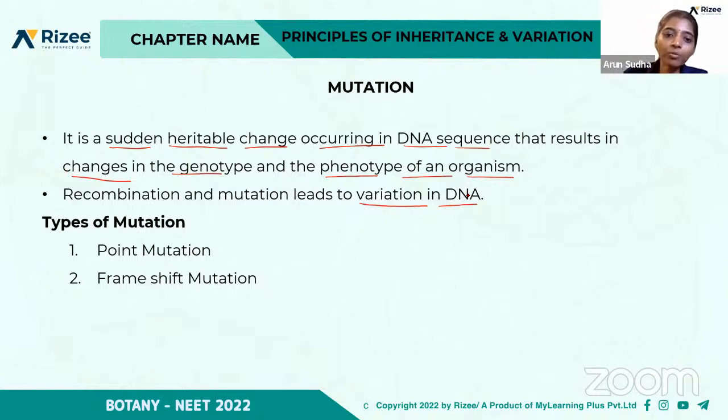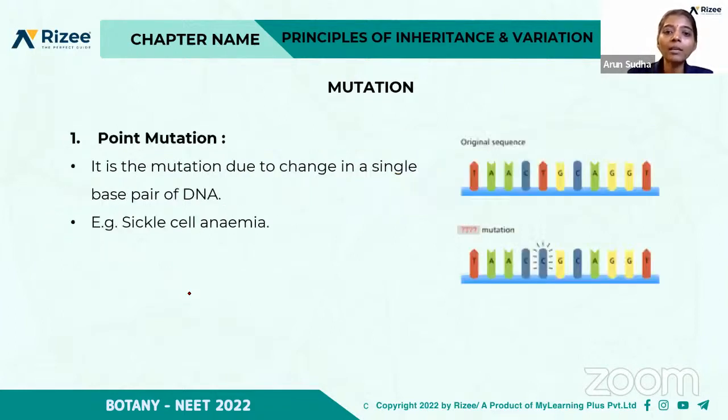There are different types of mutation, like point mutation and frameshift mutation. What do you mean by point mutation? That is, the mutation occurs at a particular point, right? Only in one base pair. So it is a mutation due to change in a single base pair of DNA. For example, this is the original sequence. So all the other bases, that is TAA, you know all these, right? Thymine, adenine. These are all the nucleotides that are present, right?